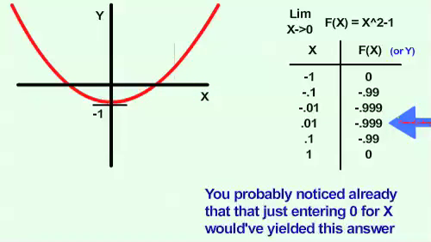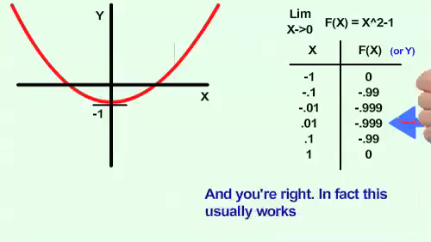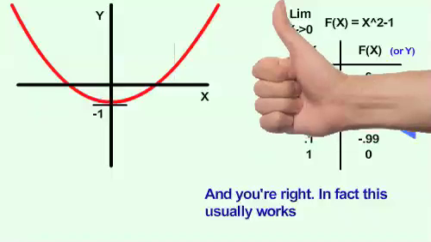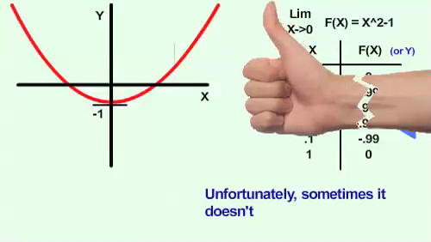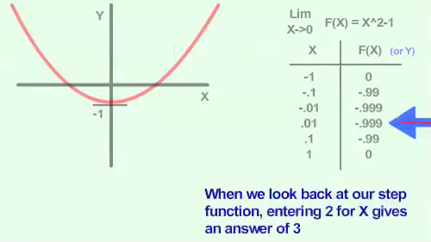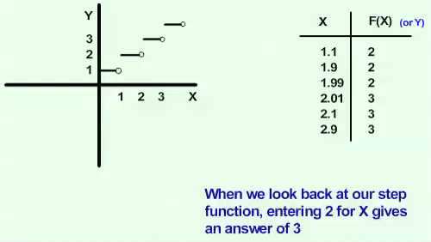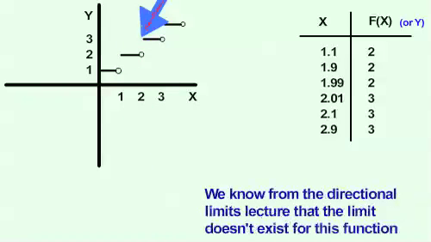You probably noticed already that just entering 0 for x would have yielded this answer as well. And you're right. In fact, this usually works. But then, sometimes it doesn't. When we look back at our step function, entering 2 for x gives an answer of 3. And we know from the directional limits lecture that the limit doesn't exist for this function.